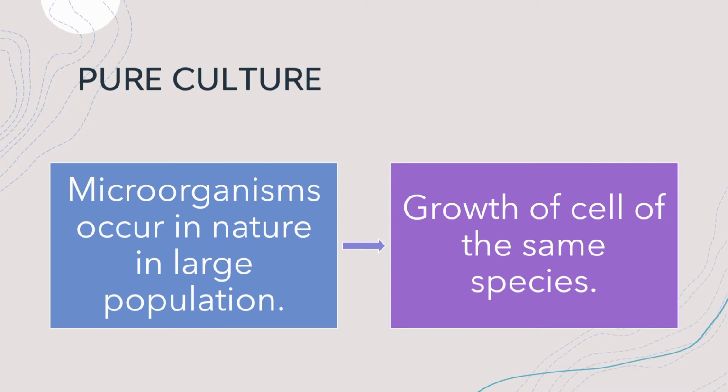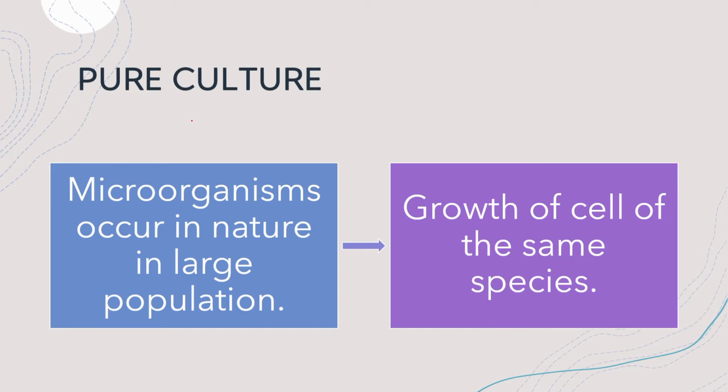Firstly, pure cultures. As we know, microorganisms occur in nature in extremely large populations, but they are present in very small amounts, and their size is very small, so we cannot see them with our naked eye. In order to study the characteristics of a particular species, we first have to separate the specific organism from all other organisms.